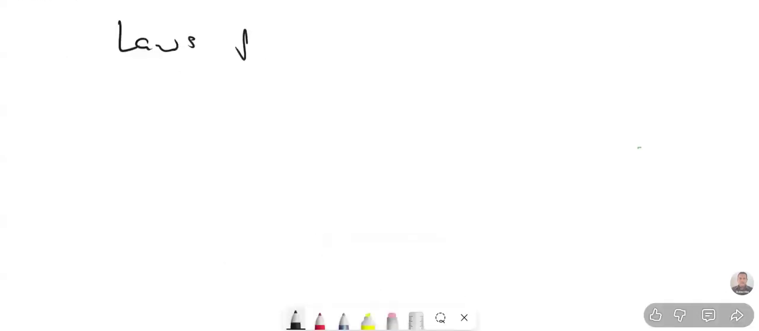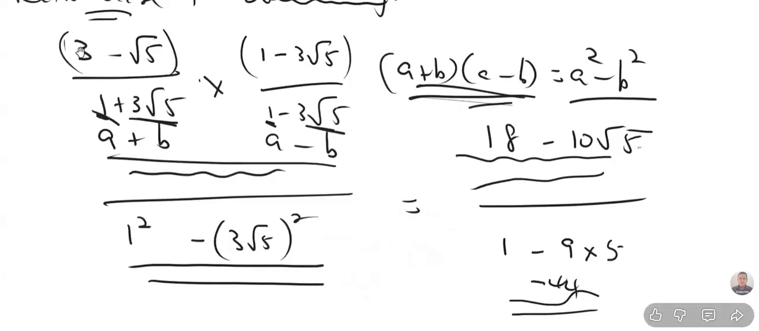But laws of indices, your tutorial tutor is going to spend some more time on this. Give me a second, I just want to tell these people something. Laws of indices. I think you have done.